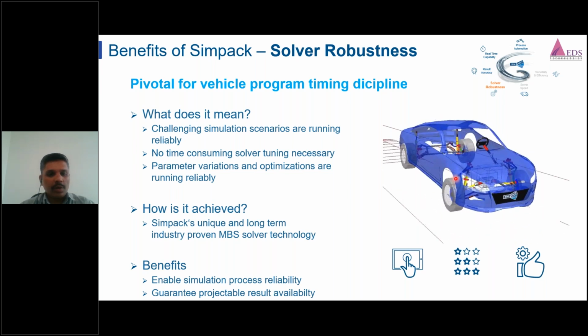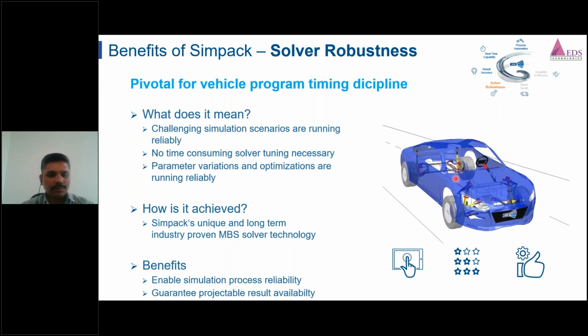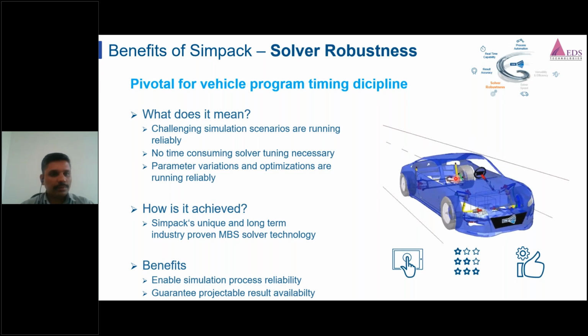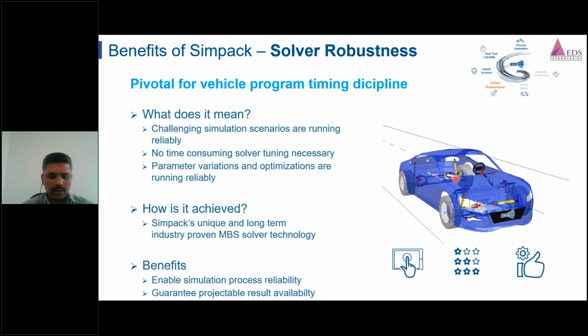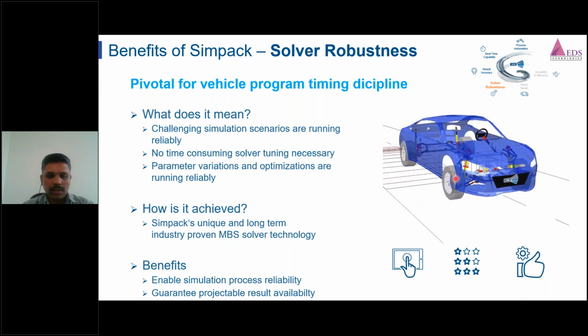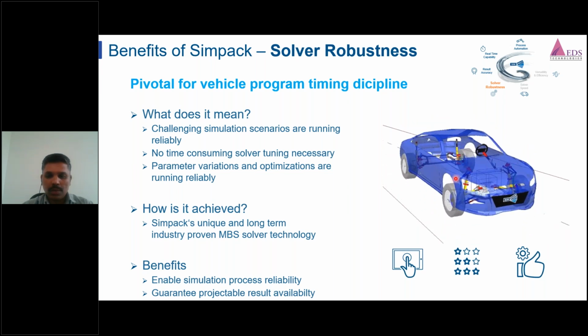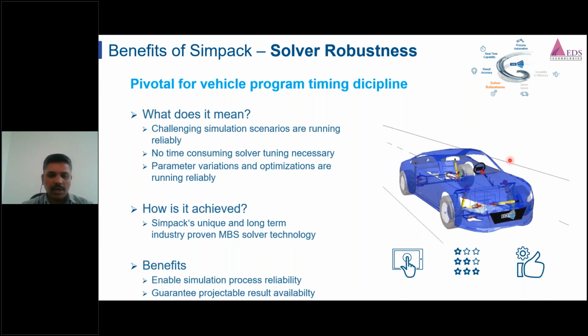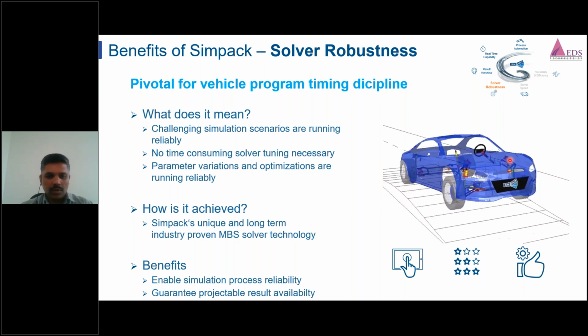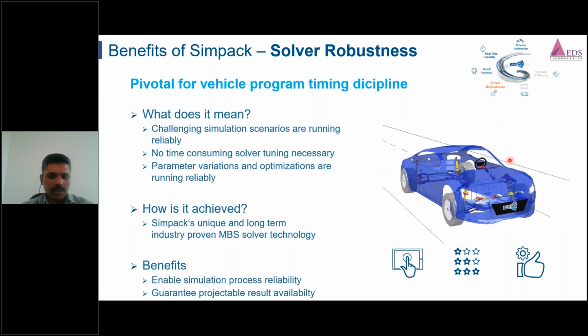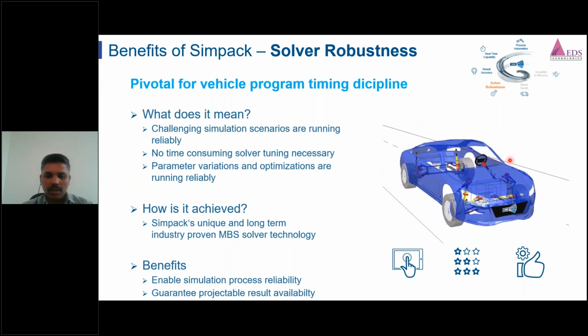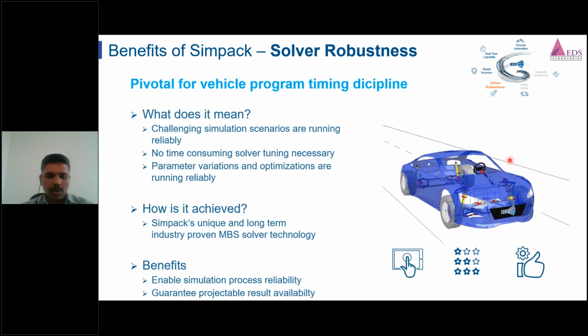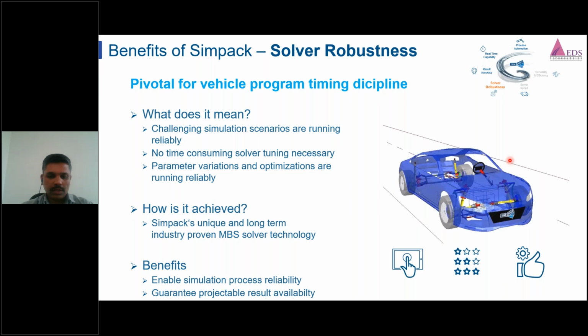Next benefit of Simpack is solver robustness. This is a unique benefit of Simpack. What does it mean? Challenging simulation scenarios run reliably. For example, in the animation on the right side, a complete vehicle model is running over a huge single bump. The lift-off and touchdown effect is quite a challenging simulation from the numerical point of view, and it runs very robustly in Simpack.